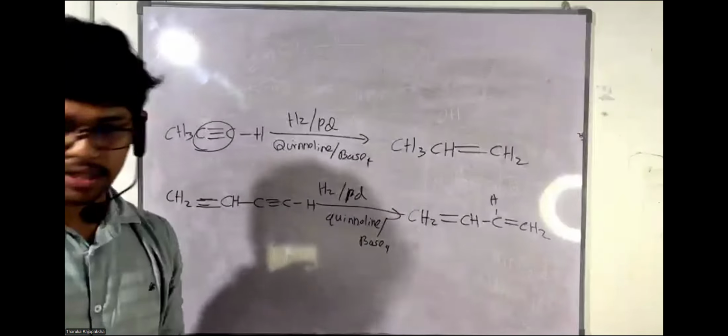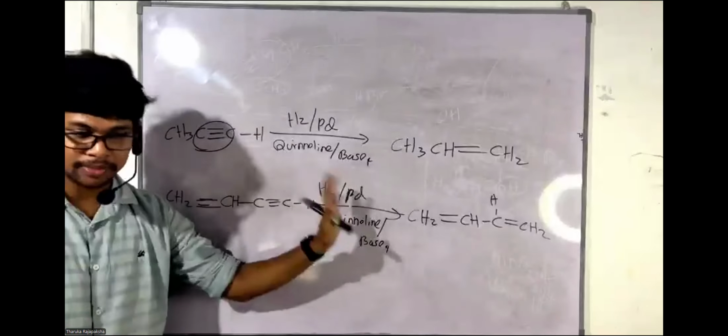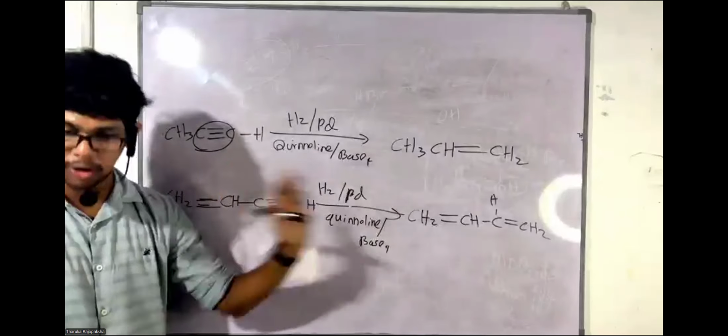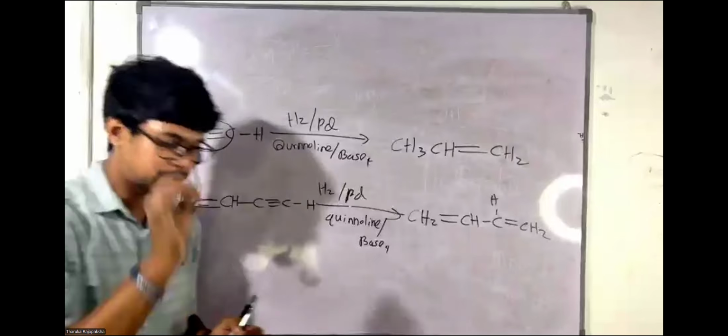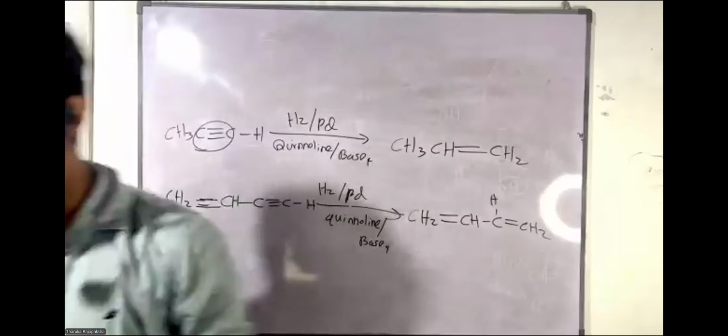So let's write another example. Now, other than this palladium, you can't use platinum. If you use platinum, then it will not stop at an alkene. It will go directly. You have to use palladium, quinoline, barium sulfate. You cannot use anything else.